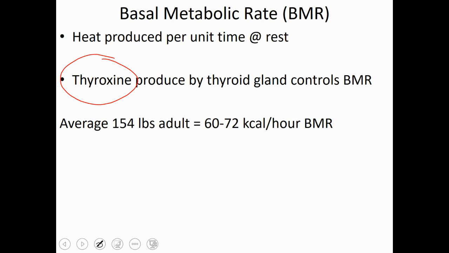So some people have to go on thyroid medication because they're not producing enough thyroxine, or they're producing too much. So it depends on what symptoms or what you have, or what's going on with your thyroid gland. Okay. So the average 154-pound person would, let's say, burn 60 kilocalories an hour. So if we take 60, multiply that by 24, see if I can do my math really fast, that's somewhere between 1,400 and 1,500 calories, and that's you just sitting at rest all day.